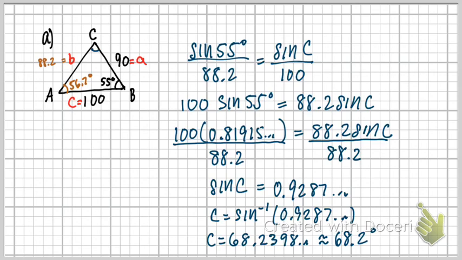So that's going to be this last angle here, 68.2 degrees. So that is all of the sides of our triangle, and we just completed every side and every angle we didn't know. So that's it.